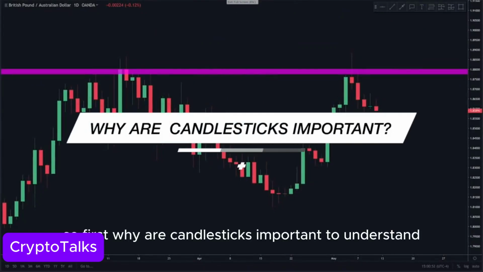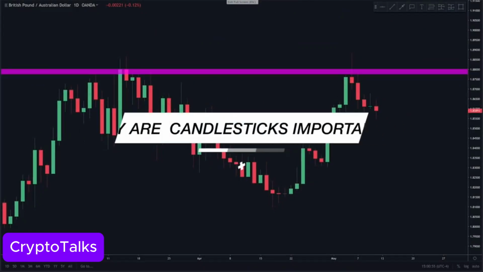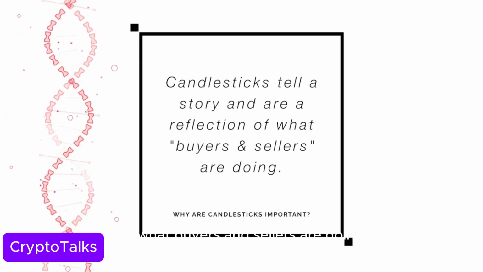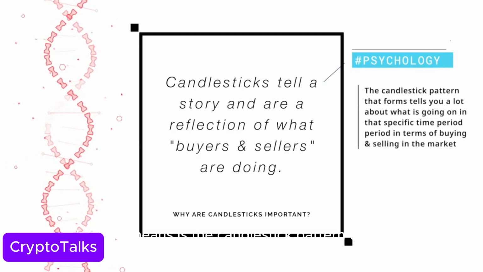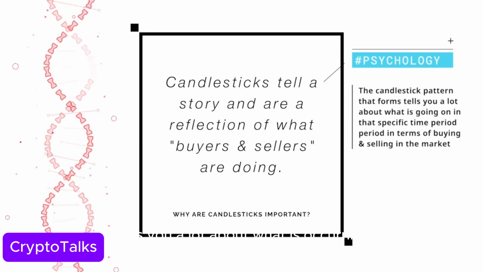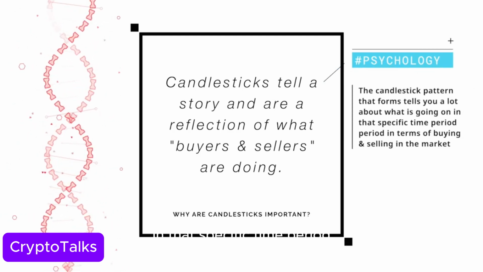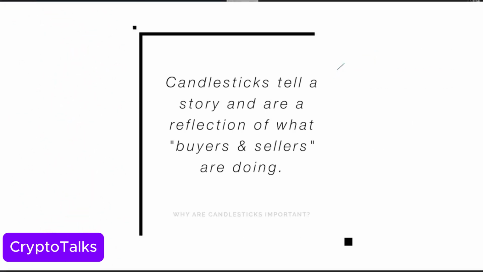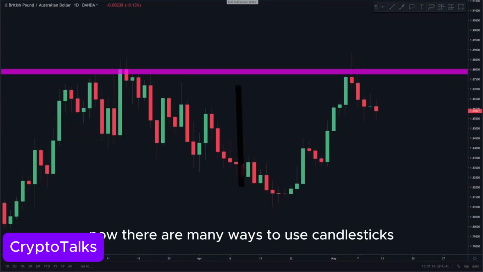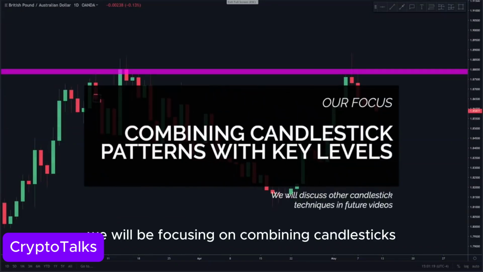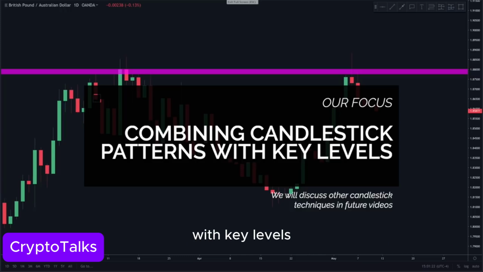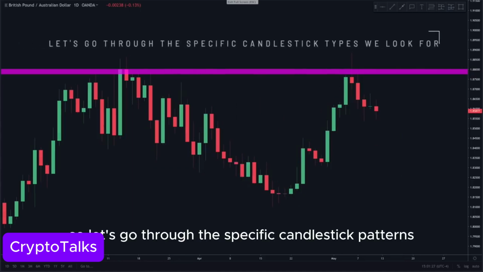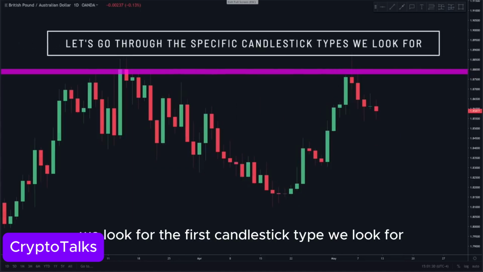So first, why are candlesticks important to understand? Candlesticks tell a story and are a reflection of what buyers and sellers are doing. What this means is the candlestick pattern that forms tells you a lot about what is occurring in that specific time period. Now, there are many ways to use candlesticks. We will be focusing on combining candlesticks, which we have been building on from past videos. So let's go through the specific candlestick patterns.